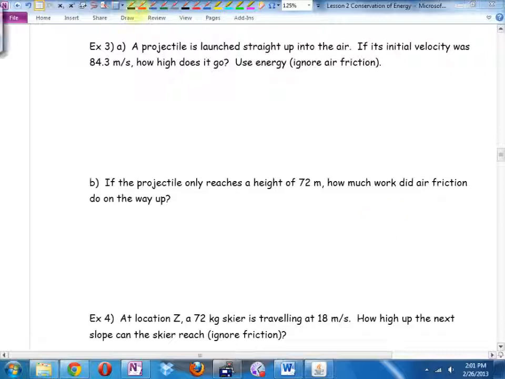Now, I forgot to give you one piece of information, so we're going to add here that the mass is 55 kilograms. Kinetic energy initial plus potential energy initial equals kinetic energy final plus potential energy final. Plus heat? Oh no, it says ignore friction, does it not?